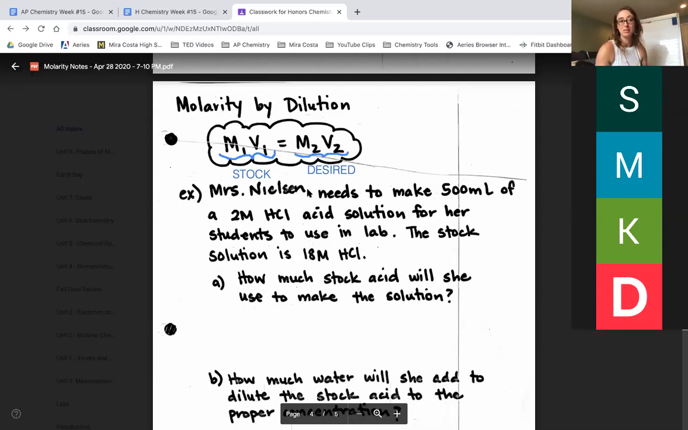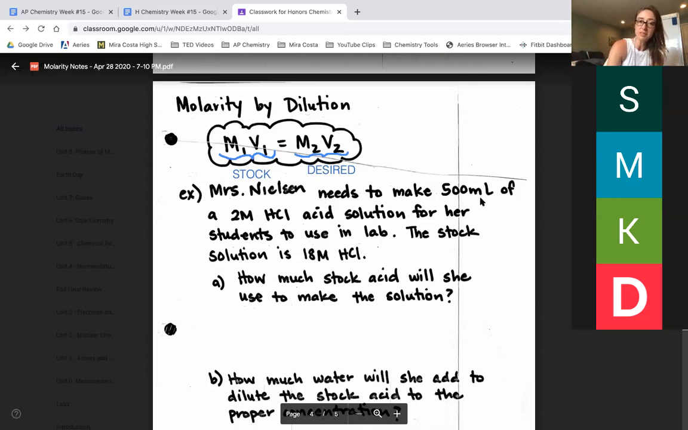You can't make a solution more concentrated. You never add more solute to it. You just dilute it down by adding more water and make it less concentrated. If I needed a more concentrated solution, I would have to start from scratch. And I'll show you guys how to do that in just a moment, okay?